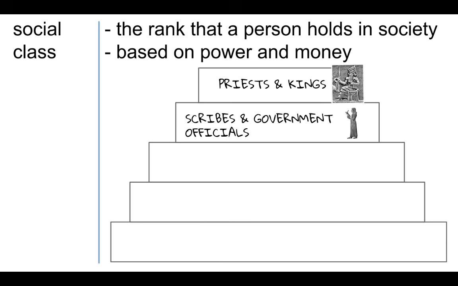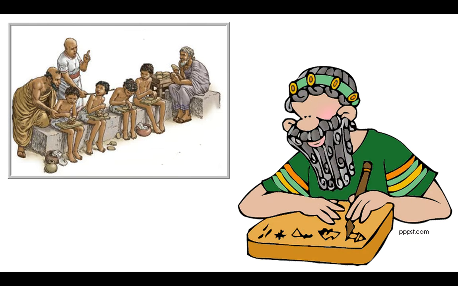The scribes had gone to a special school like this when they were little boys to learn how to write. And they were only allowed to go if they were boys. Girls were not allowed to go to those schools. The government officials were the people who worked for the kings, collecting the taxes and making sure that things in the city ran smoothly.